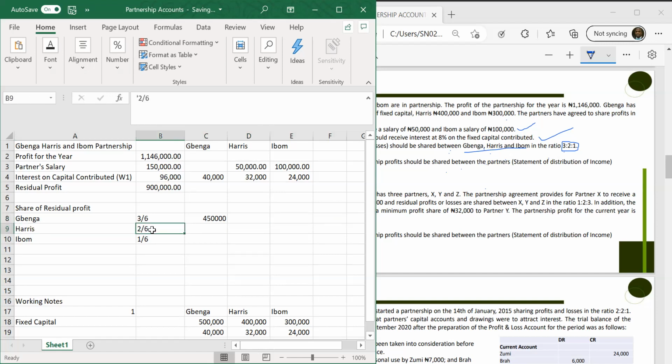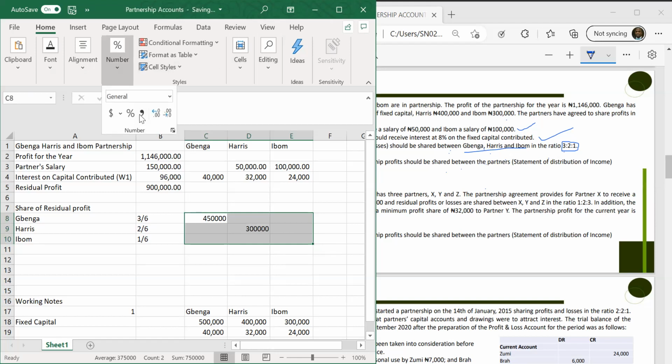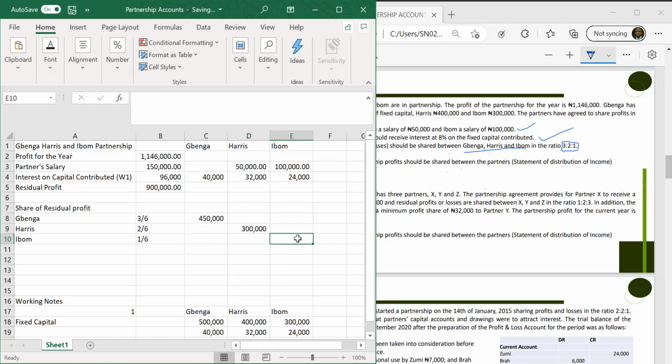Harris is 2/6. What is 2/6 of 900,000? 2/6 of 900,000 is 2 divided by 6 on your calculator. Press equal to times 900,000. Just in case if you do not know before. How much is this, please? 300,000. 300,000. Then we have the last one. What's the last one, please? Just give me the answer. 150,000.